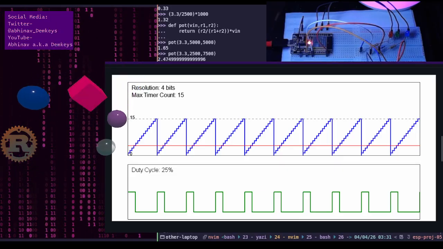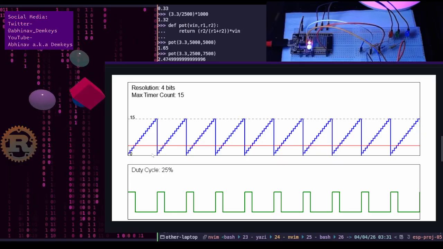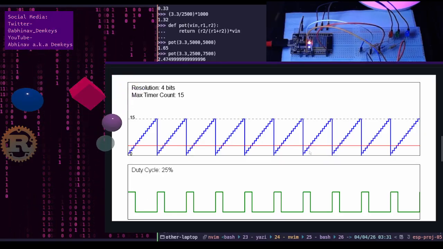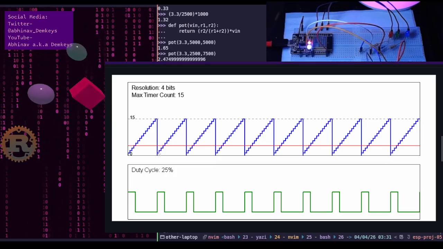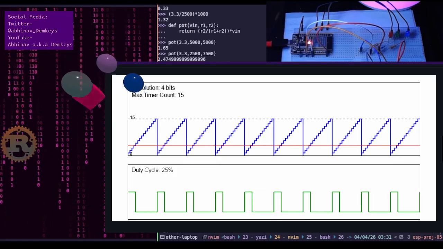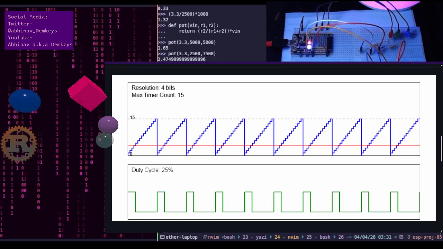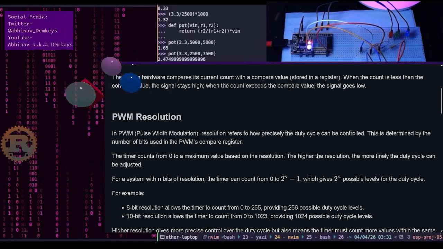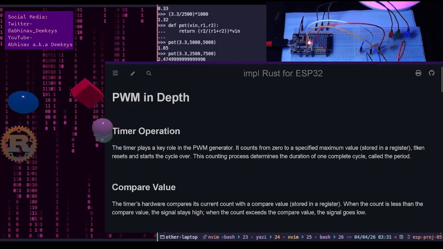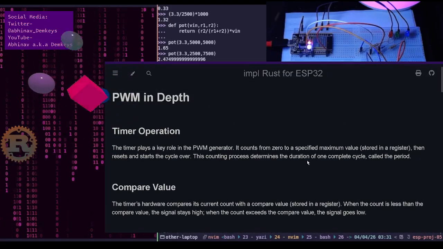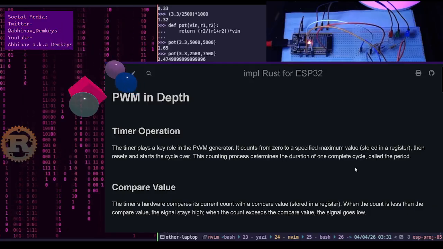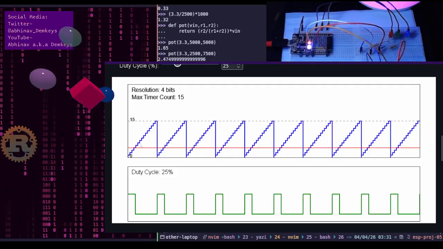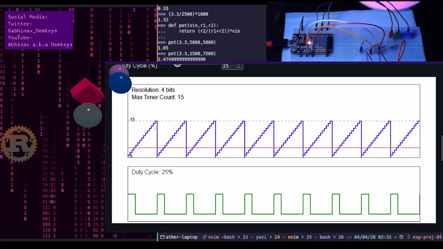One duty cycle is how long one oscillation is. This is one duty cycle, right? And the entirety of this, what do you even call this entire thing? Is this entire thing the period? This counting process determines the duration of one complete cycle called the period. Oh, so one entire cycle here is called the period.